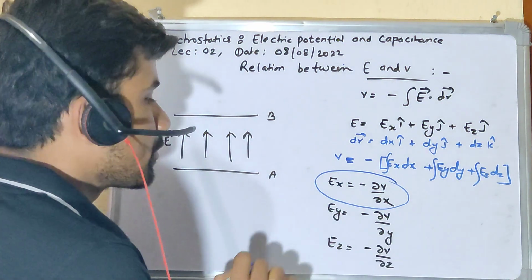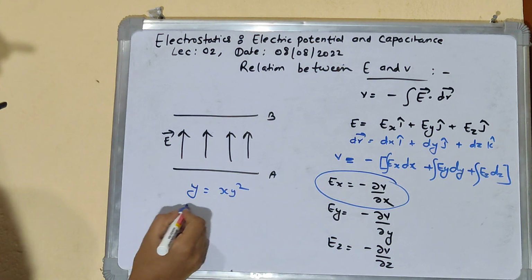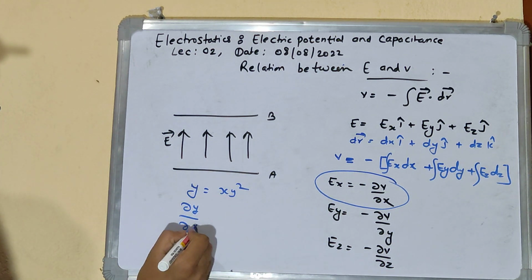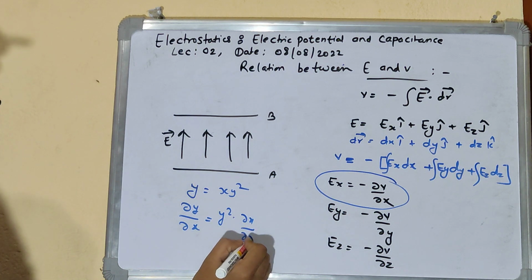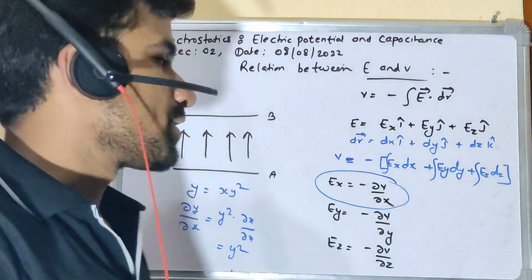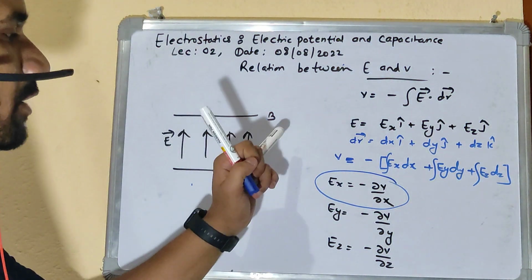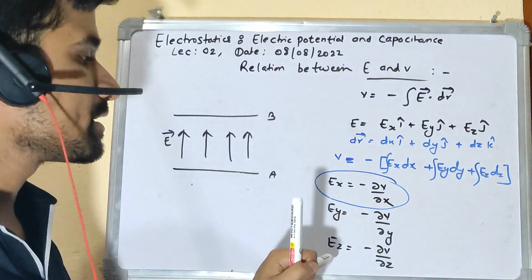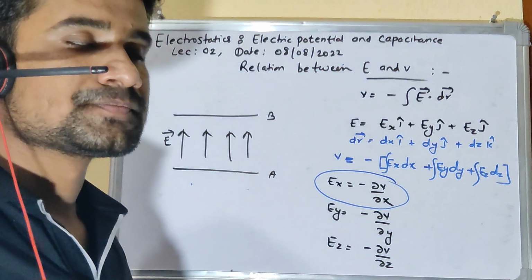Let me give a very quick example. Let's say the function is y equal to x y square, and I need to find dou y by dou x. I'll assume y is constant and take it out, and dou x by dou x is 1, so y square is the answer. This is partial differentiation. This is how we can calculate the electric field in the x, y, and z directions if we have the potential expression given.